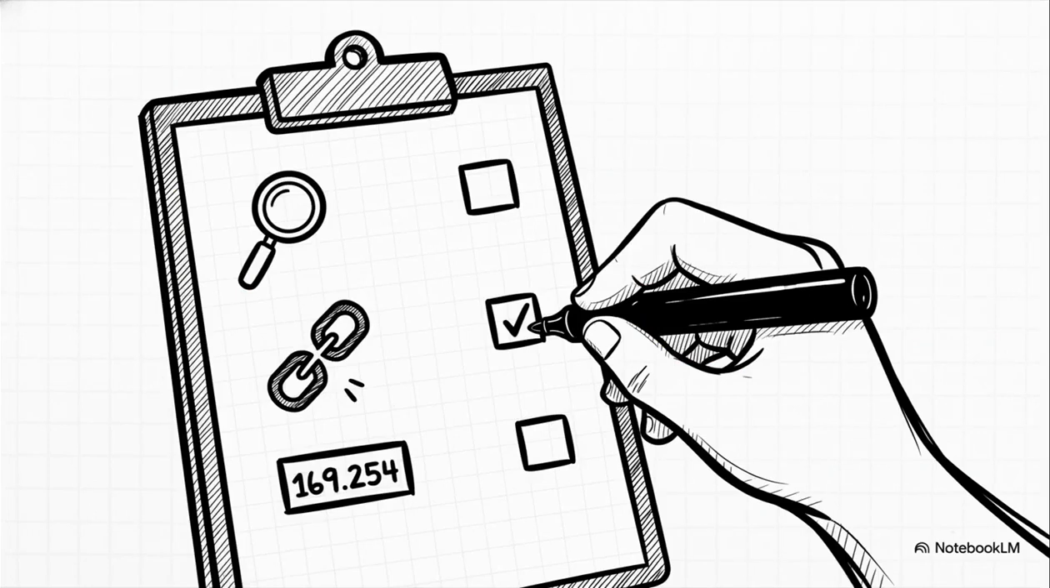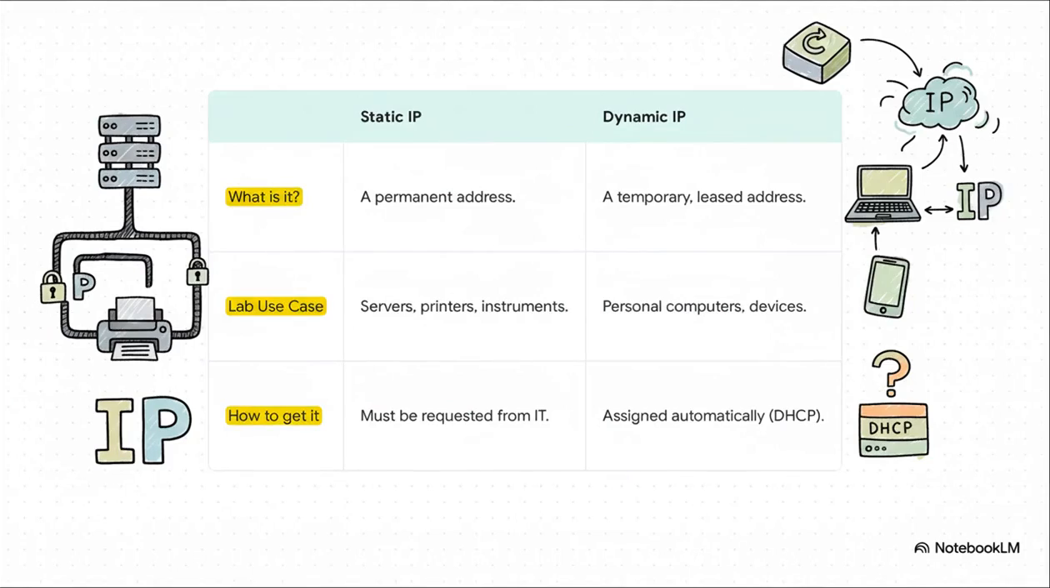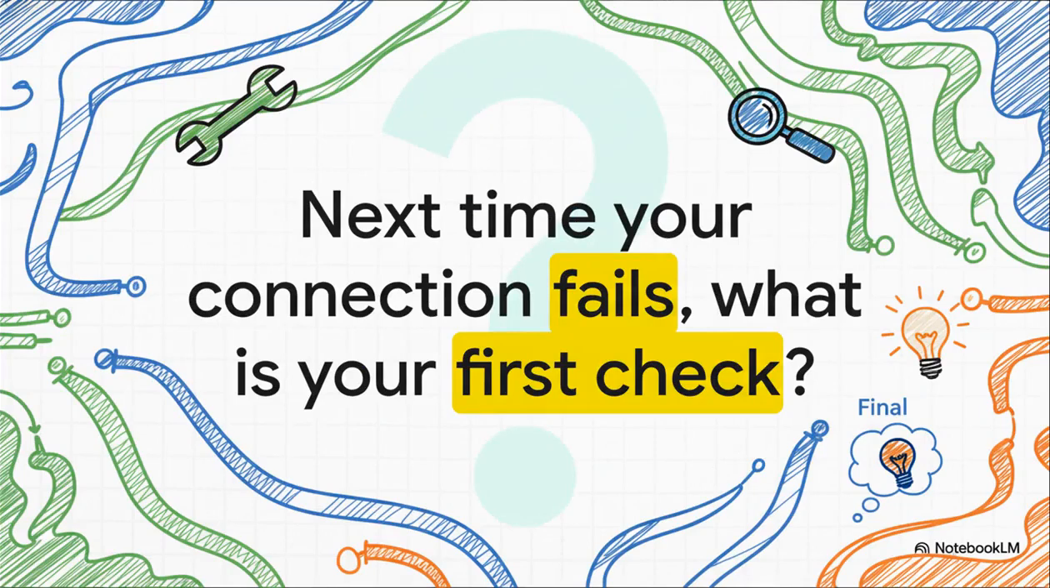Okay, so you've got the clues. Here's a quick checklist to track down the actual problem. First, try pinging another computer in the lab. Then check the switch lights and the cables. This is super important for lab gear. Things like servers or instruments often need a permanent static IP. And when you talk to IT, using the right terms makes everything go so much faster. So next time your experiment goes offline, what's the very first thing you're going to check?